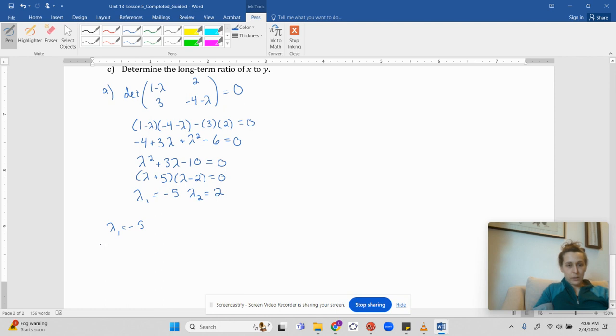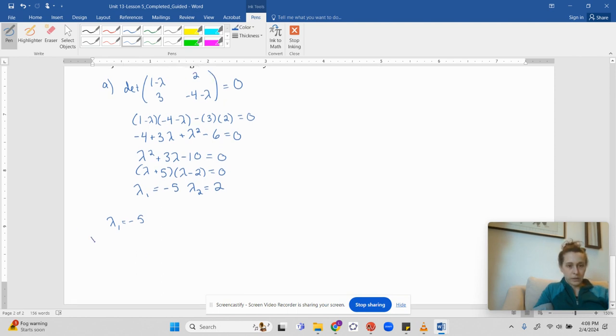To find the eigenvectors, I'm going to skip a couple steps here. I would have x plus 2y equals negative 5x. So I have 2y equals negative 6x and y equals negative 3x. So I'm going to let x equal 1, and if x is 1, y is negative 3. Yep, that's what I have there too. Good.